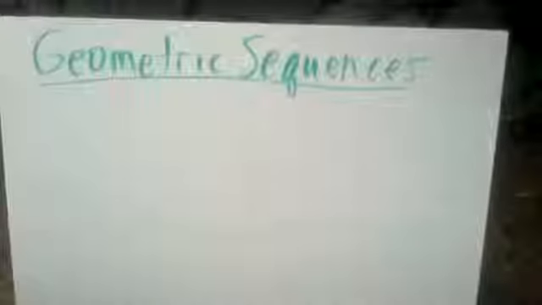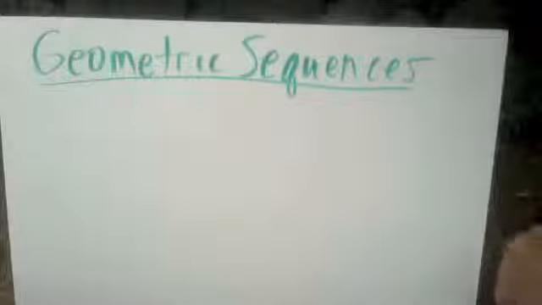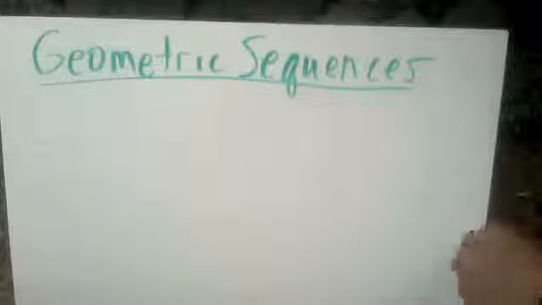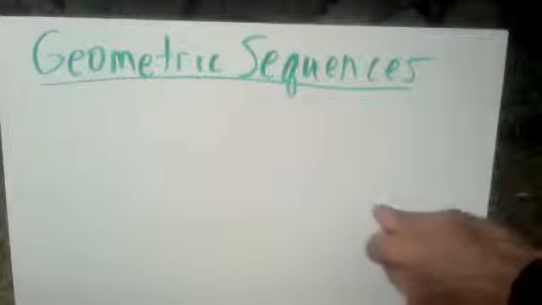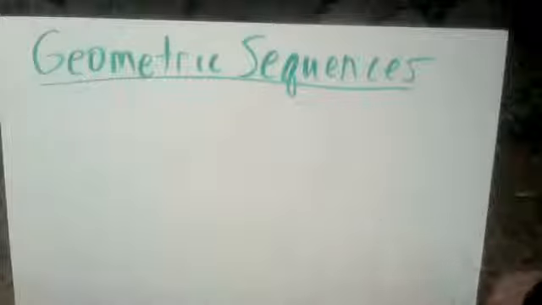You remember that we've done arithmetic sequences. Arithmetic sequences were when numbers are separated by a certain amount. So like 2, 4, 6, 8, they're separated by 2's.